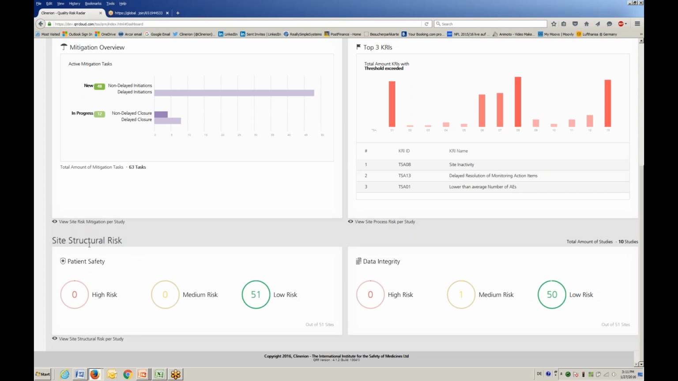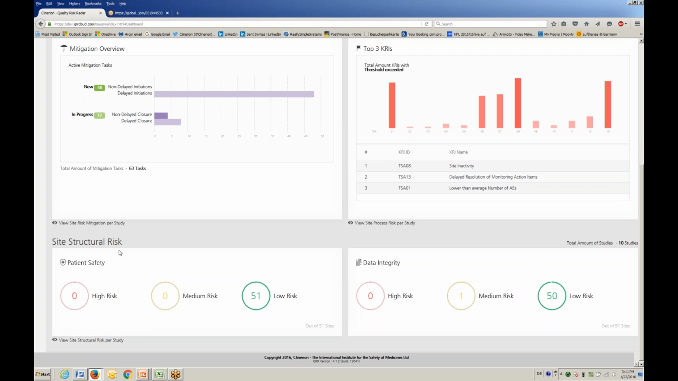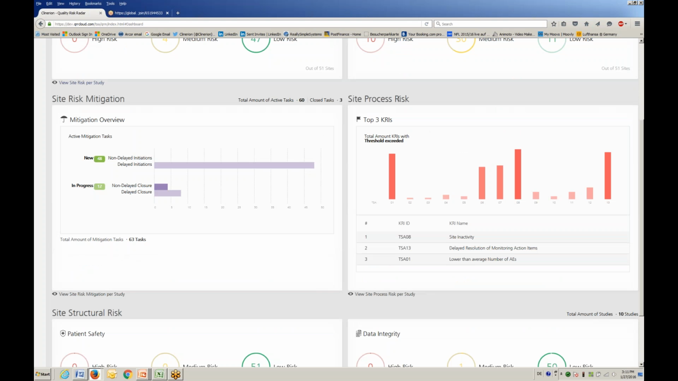And with this baseline risk, or the structural risk of the site, we then proceed and calculate the process risk associated with that. And that process risk is essentially telling us to what extent, or how well, this site actually implements the study protocol which it is being provided with. And in order to do that, we then evaluate a set of key risk indicators.